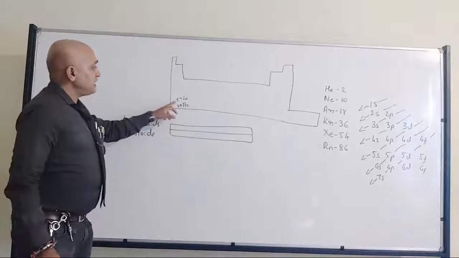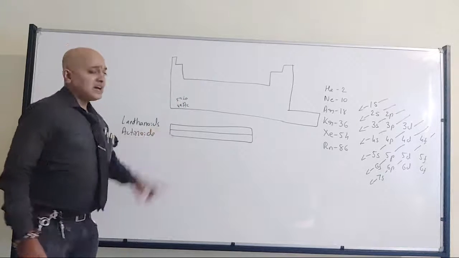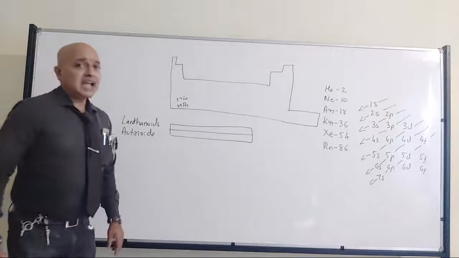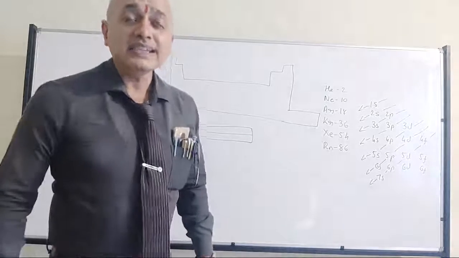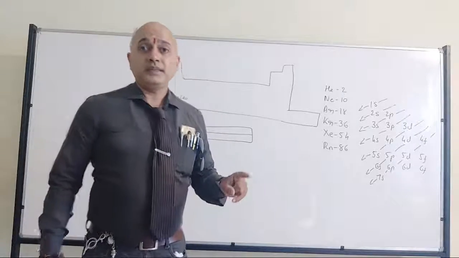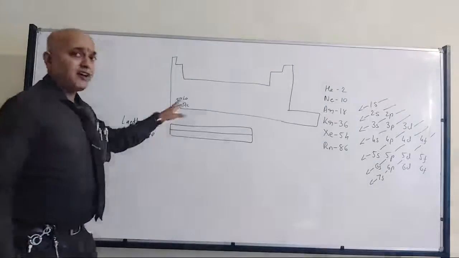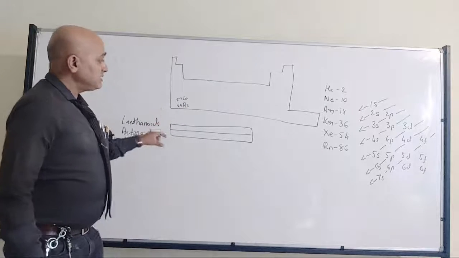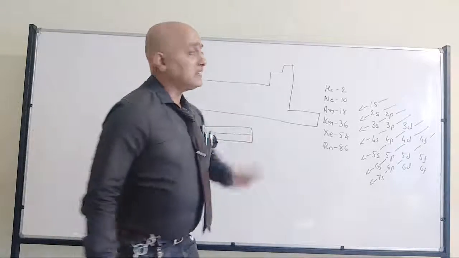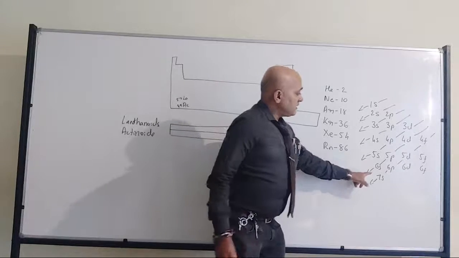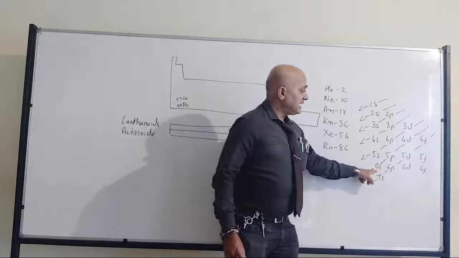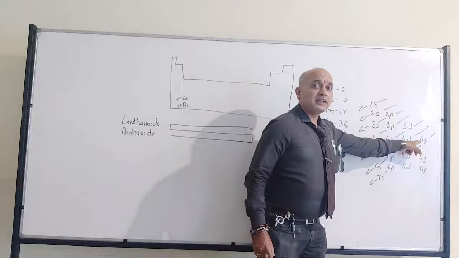Whichever f block elements come after lanthanum are called lanthanoids. Whichever elements come after actinium are called actinoids. So the lanthanoid series and actinoid series are called the f block. But please remember, they are included in the 3rd group along with the d block elements. That is because in them the d subshell is still not filled up. Please remember, the d subshell is not getting filled up. Observe here: when I am entering into 6s, then only 4f will enter into the picture.